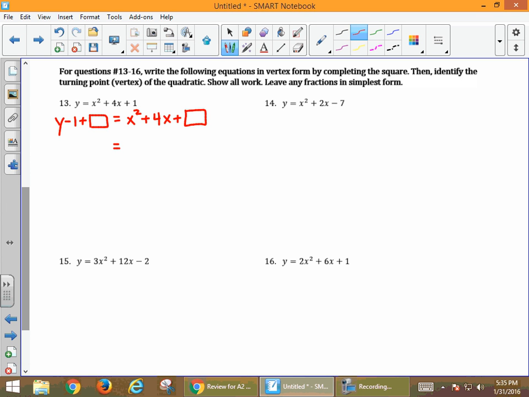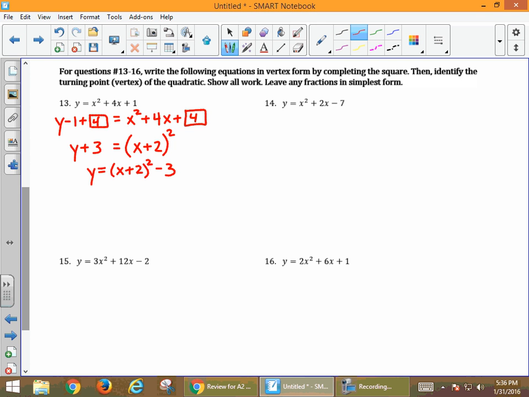The right side, in order to be a perfect square, this will be x plus half of 4. Half of 4 is 2. 2 squared is what I'll add to both sides. 2 squared is 4. The left side is now y minus 1 plus 4, which would be plus 3. And then solve for y. Subtract 3 on both sides, and y equals x plus 2, quantity squared, minus 3.